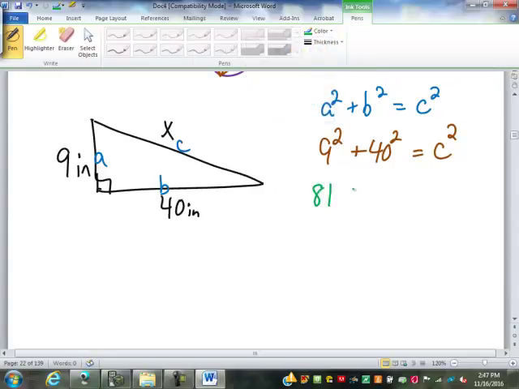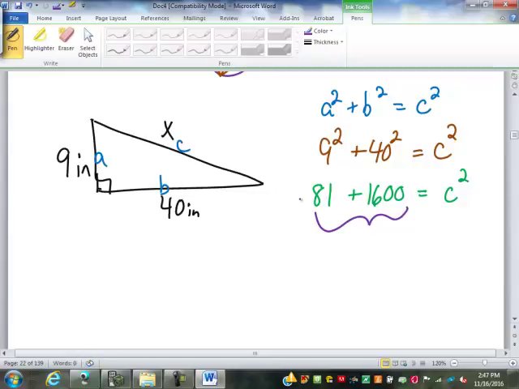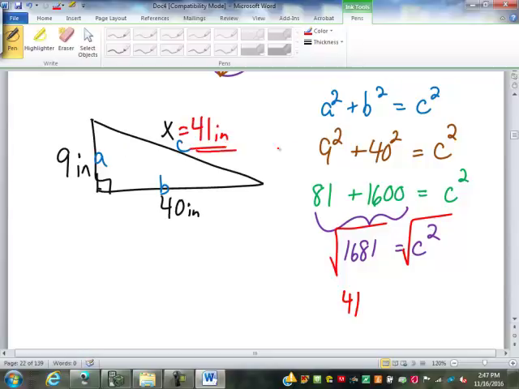9 squared is 81. 40 squared is 1,600. That still equals C squared. Next, I'm going to add those together. 81 and 1,600 is 1,681. Now that is C squared. I just want C. So to find C, I have to square root it. The square root of 1,681 is 41. So that hypotenuse is 41 inches long.